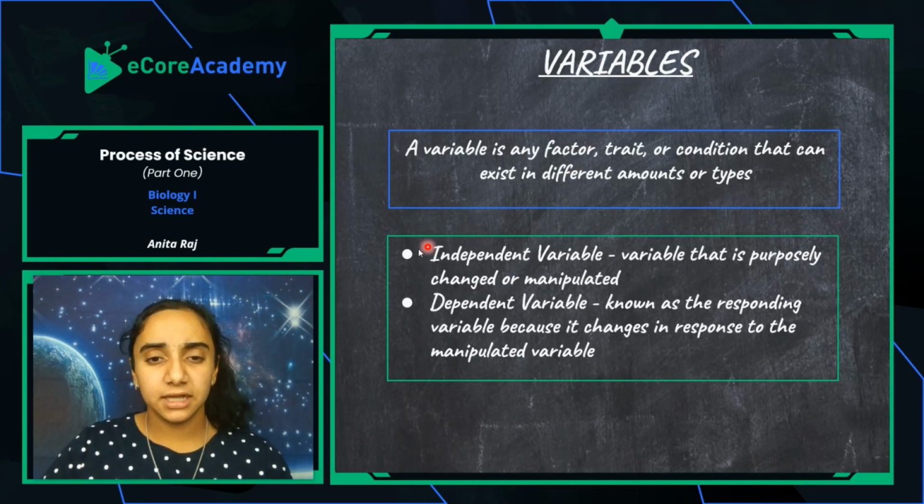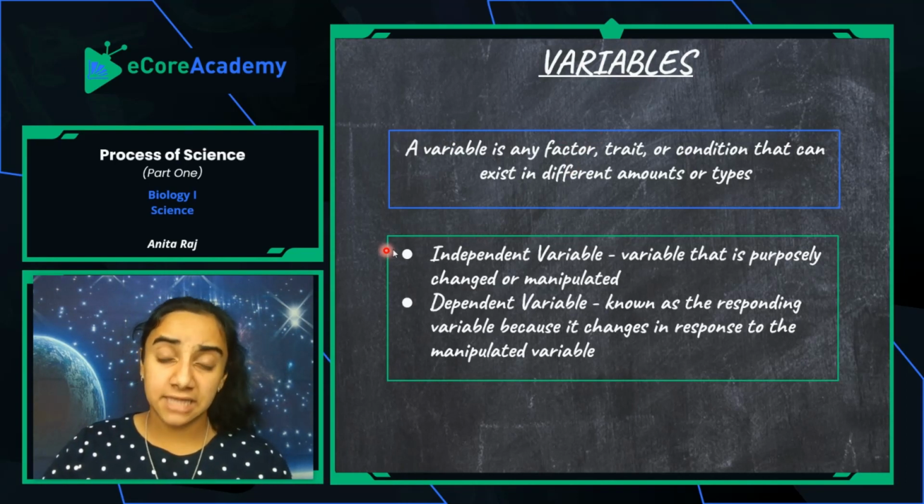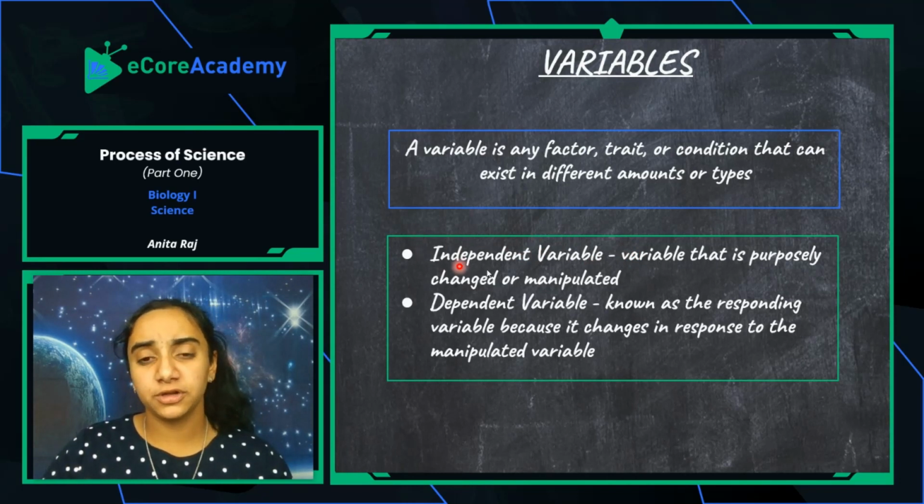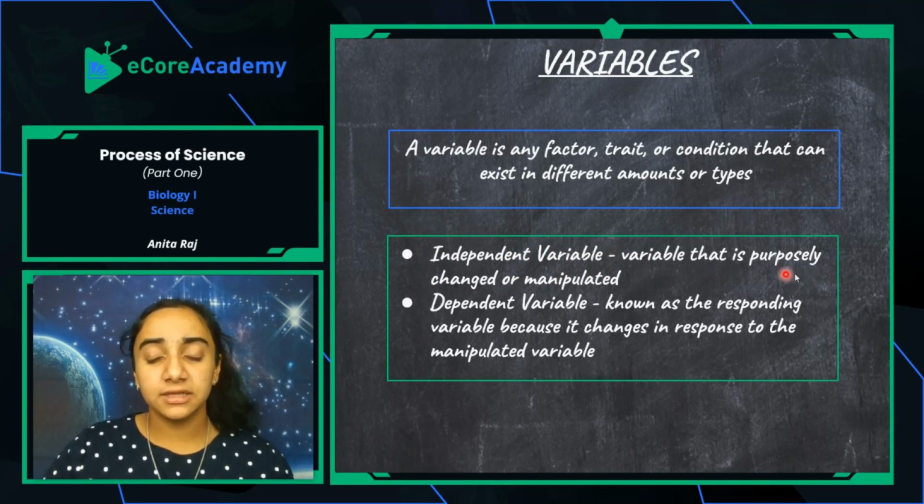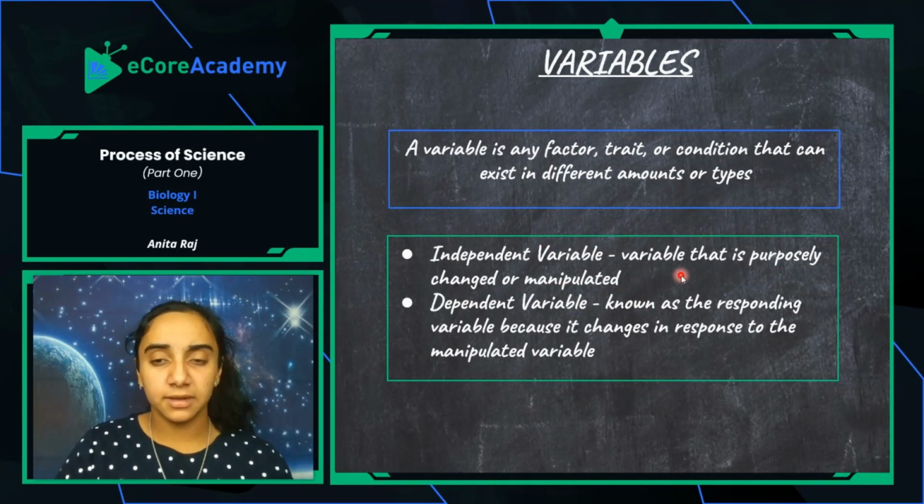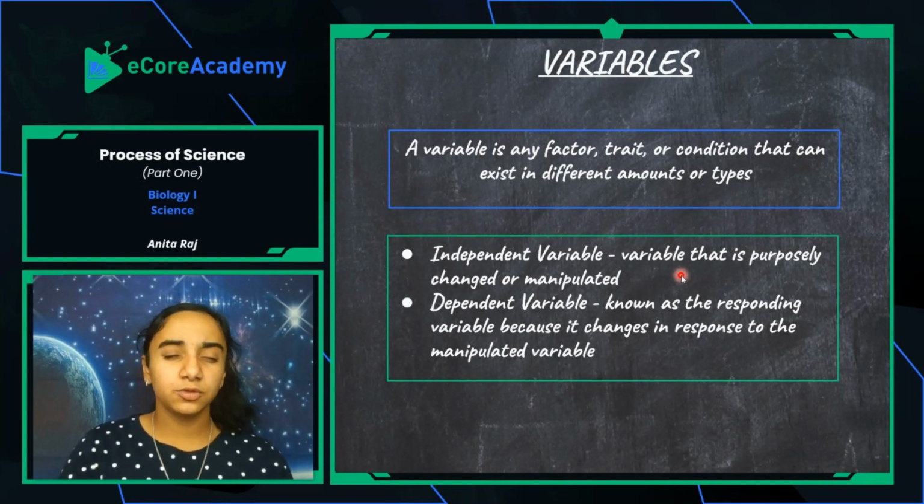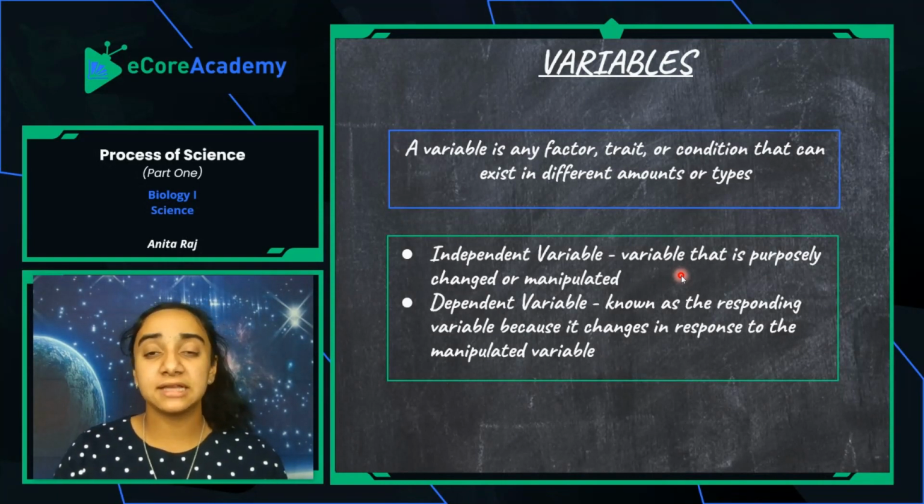There are two main types of variables that you will encounter in science, especially when you're doing experiments. The first type of variable you're going to see is an independent variable, and you usually abbreviate this as IV, like an IV drip. This is the variable that is purposely changed or manipulated. So in a scientific experiment, this is what the scientist is purposely changing. This would be like maybe the difference between the different test subjects.